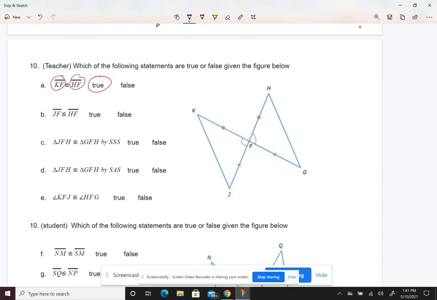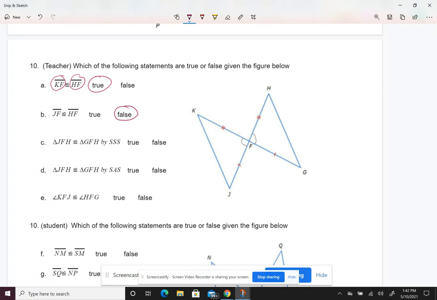Then obviously we're going to look at JF. Well, here's JF. Is JF congruent to HF? So now here's H. I'll do it in another one. Here's HF. Well, obviously this one had the 1 mark. This one now has 2 marks. So obviously they are not congruent because they do not match. So this one's false.